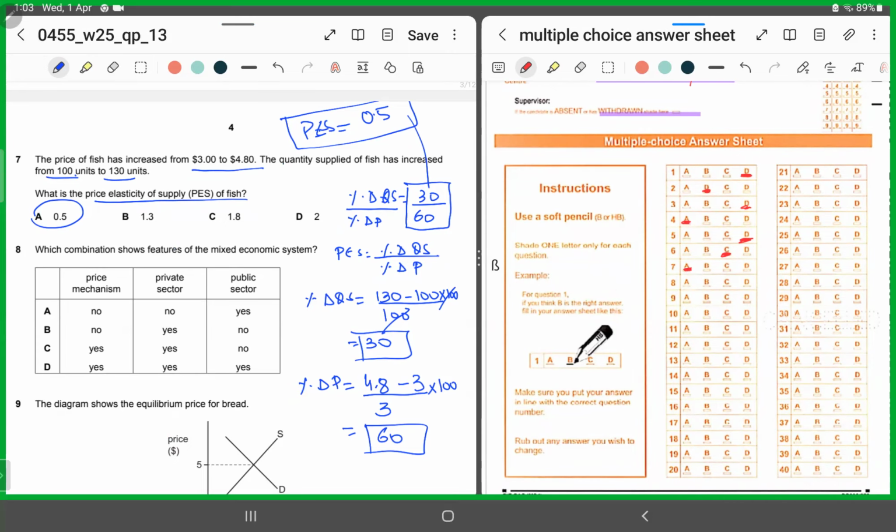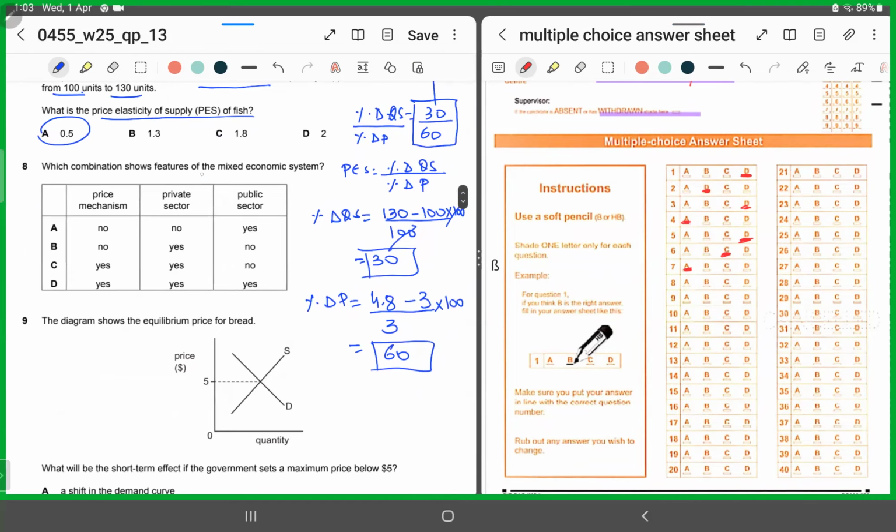Alright, number 8. Which combination shows features of mixed economic system? Mixed economic system is in which there is a price mechanism, there is a private sector and a public sector. So it's a yes, and a yes. So 3 parts of the equation being satisfied. For MCQ number 8, we'll shade in B as the correct answer.